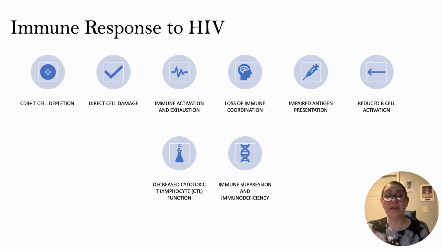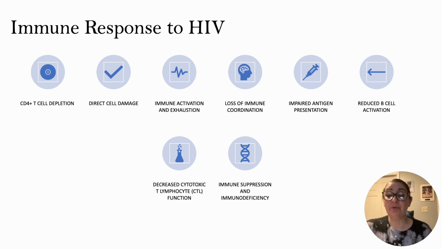HIV specifically targets and affects the immune system, which plays a crucial role in developing the body's defense against infections. Here's how HIV impacts the immune system. First, HIV primarily targets CD4 T cells, which are a type of white blood cell that coordinates immune responses. Next, cell damage. HIV actively replicates within CD4 T cells, leading to their destruction.